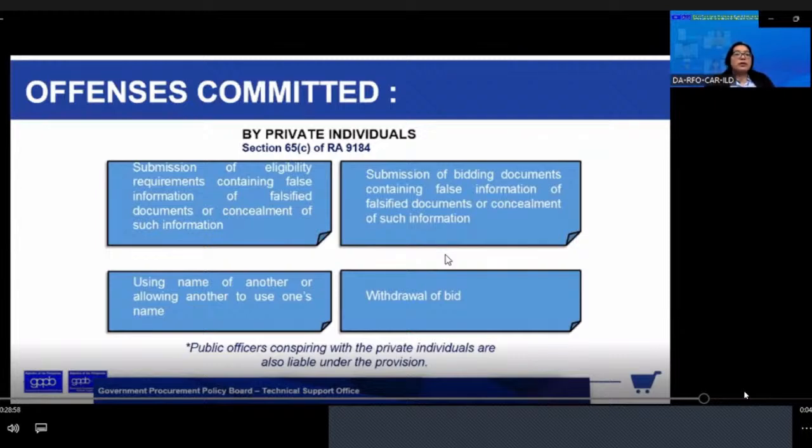The other one is the using of name or allowing another to use one's name, which is very common, no? Very common. For ang experience ko dito, mga infrastructure project na hindi naman, we were not able to prove it, but it's been a common practice, no? Informally, they discuss among themselves, no?